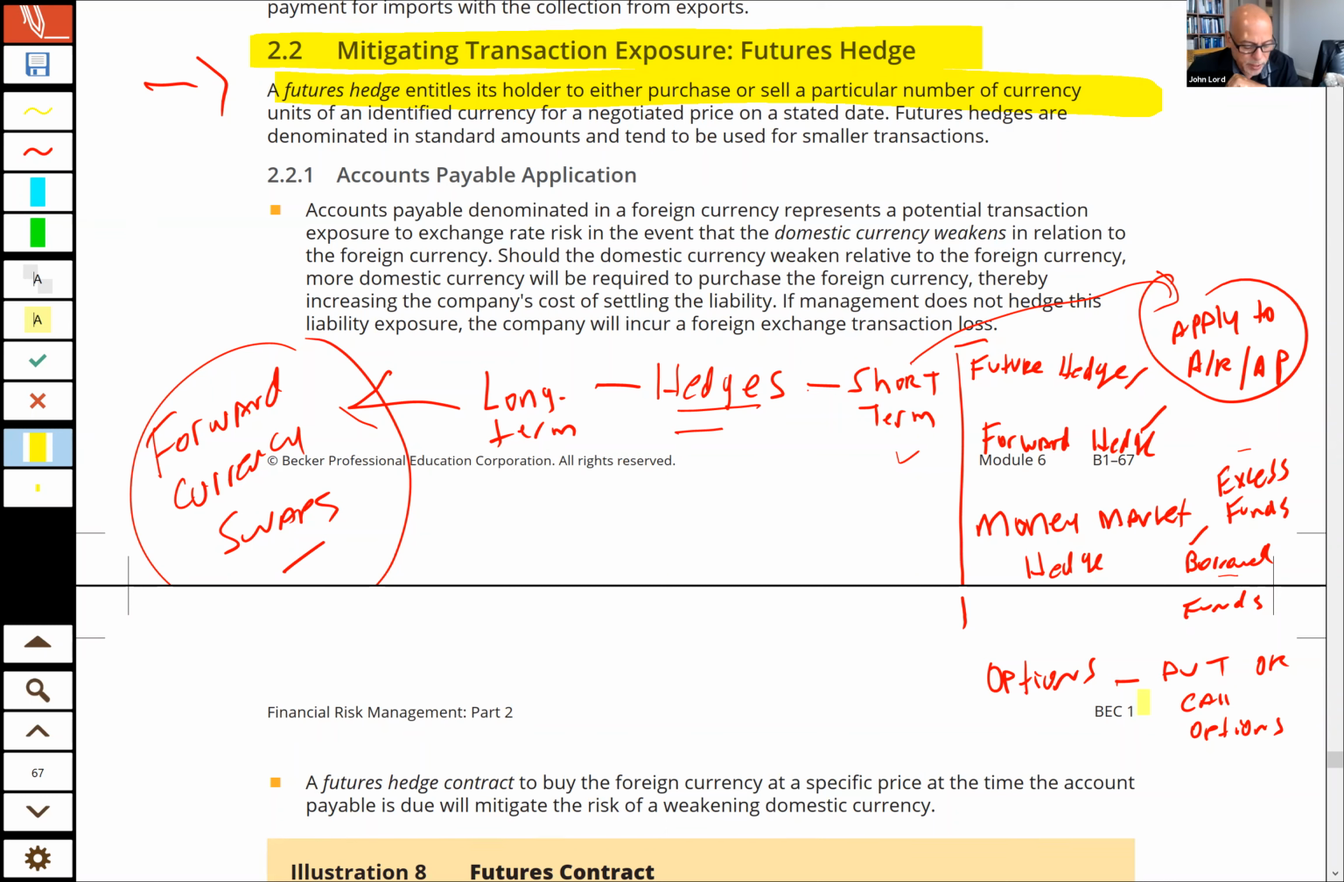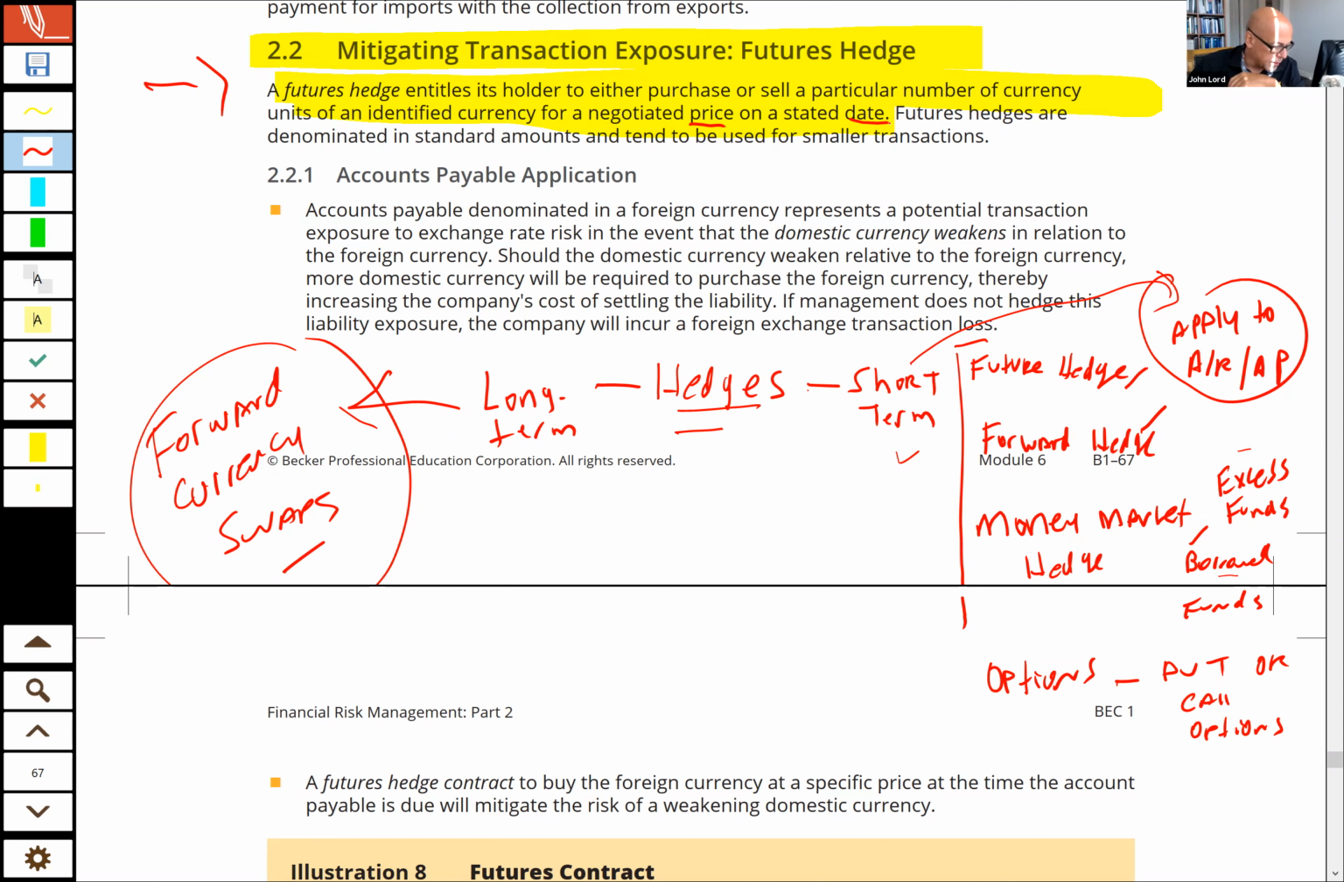Whatever. Okay. Future hedge entitles a holder to either purchase or sell a particular number of currency units at an identified currency at a negotiated price on a stated date. Okay. So the two key things here are price and date. We want to make sure that we can hold our ability to acquire the foreign currency that we need to settle a payable or to ensure that we get a certain amount paid back to us in a receivable. And we're looking at the date that that payable will mature, that receivable will be collected.